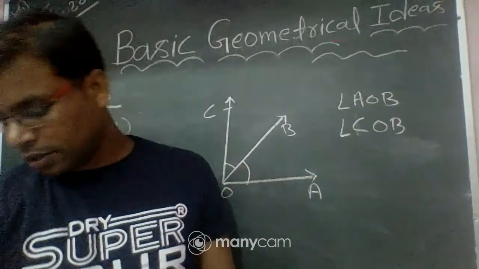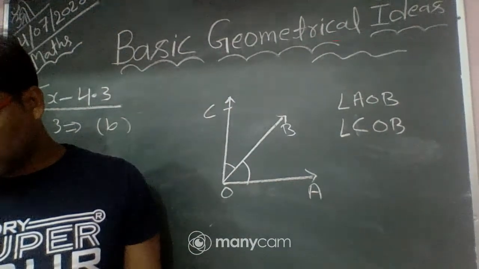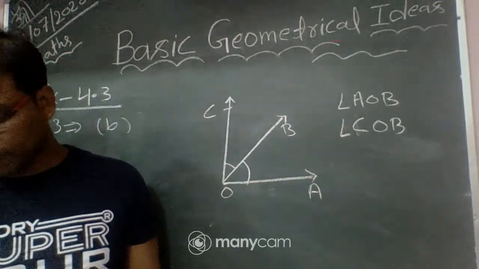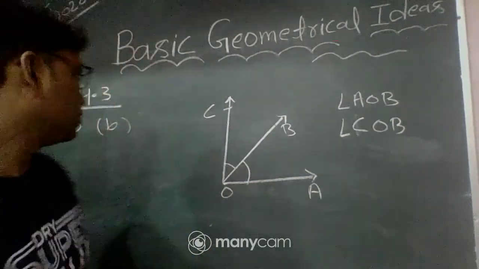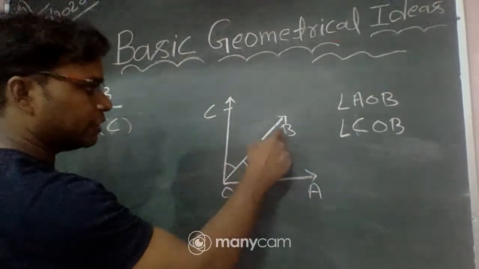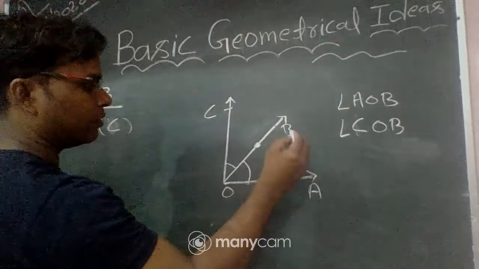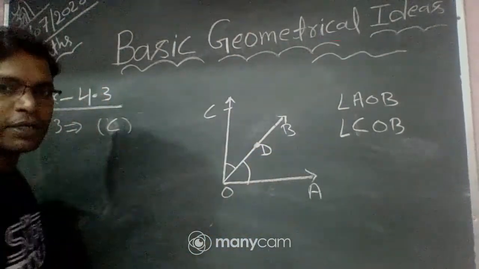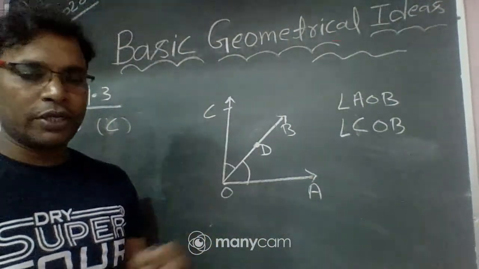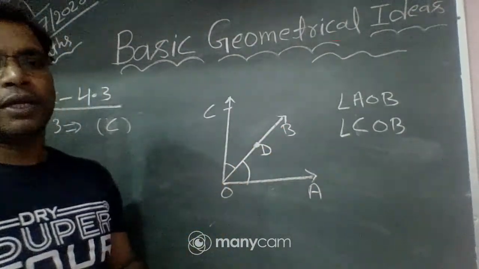Now C part of this question number 3. Draw two angles such that they have 3 points in common. So this is C part. Here 2 points are common, and we take here point D. You can see we draw two angles AOB and COB. Here 3 points are common. What are the common points? B, D, O. These are the common points.